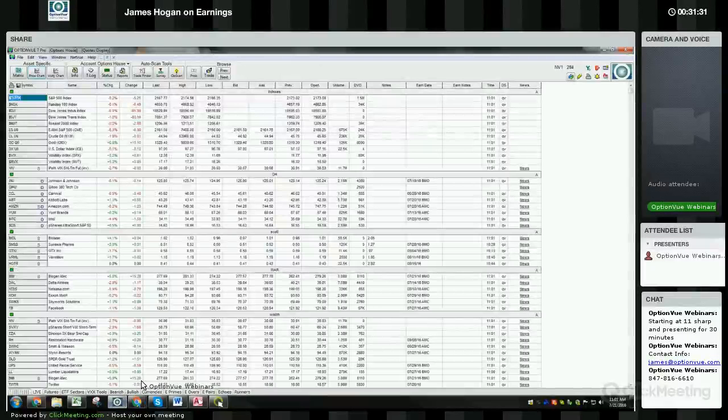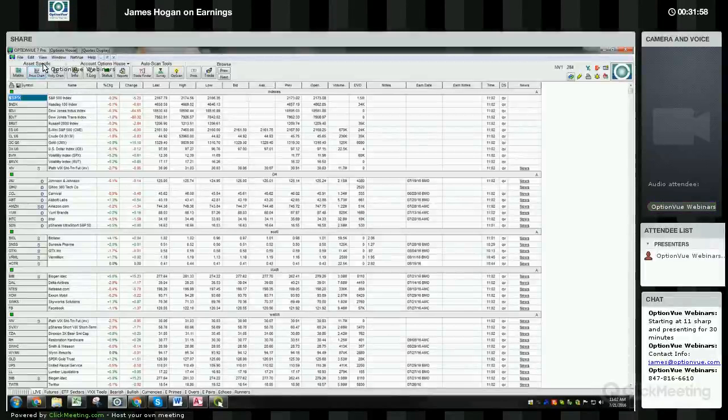You do need OptionVue to take advantage of the earnings module. You could have any package as long as you have OptionVue, and you'll get access to the module. It's not available during a trial, however, and the reason behind that is because there are so many trades. You can see there are 83 trades that it suggested, so it's just giving away too much information to have a trial of this.